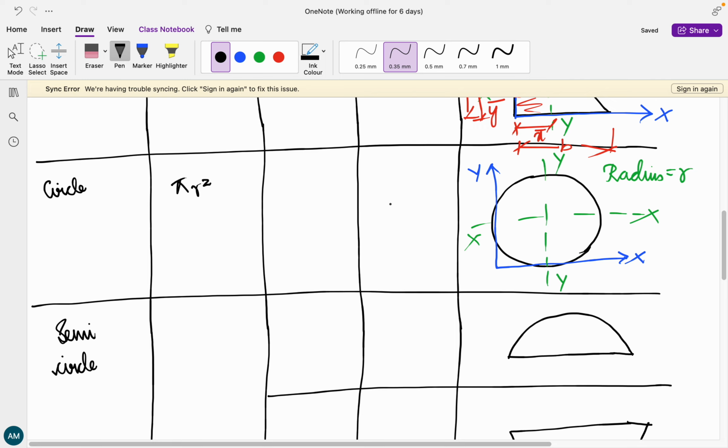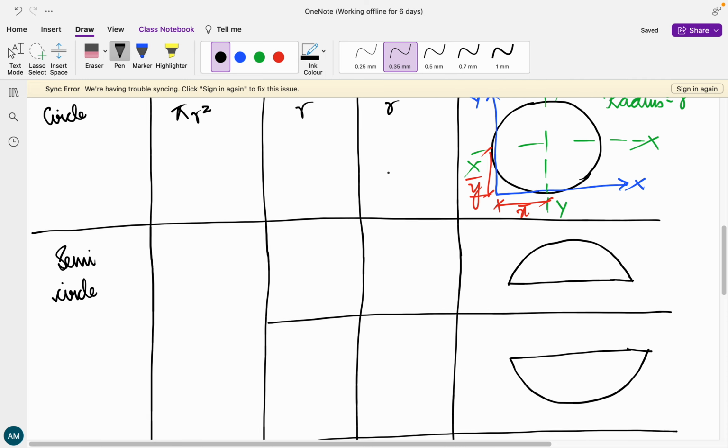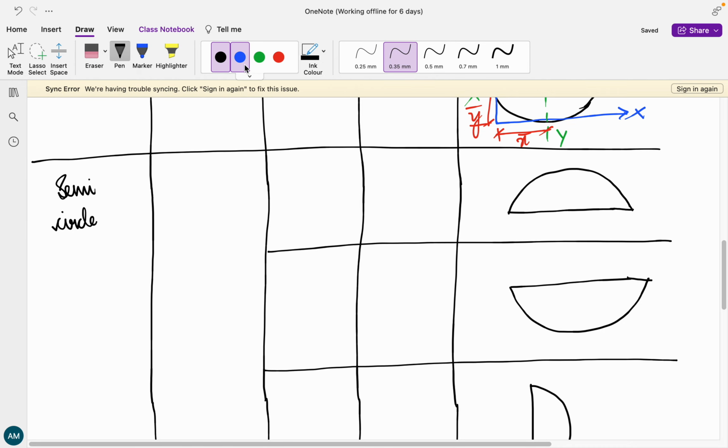Now followed by x bar comes over here, y bar comes over here. Can you see that x bar and y bar are nothing but the radius, so I can just write it as r and r. Now coming to semicircle, first let us mark the x-axis and y-axis.